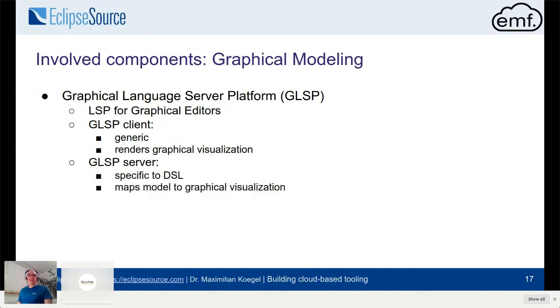Basically, the idea of the GLSP server is that it maps a certain model, so a very specific DSL, in our case a coffee maker DSL, to a graphical visualization. So for example, it contains information that in the context of a coffee maker model, you need to draw a box for every task that is in this model, and you need to draw a line from one box to another box if those tasks have a connection via an edge.